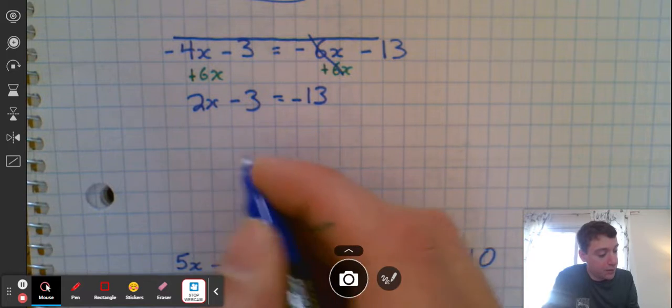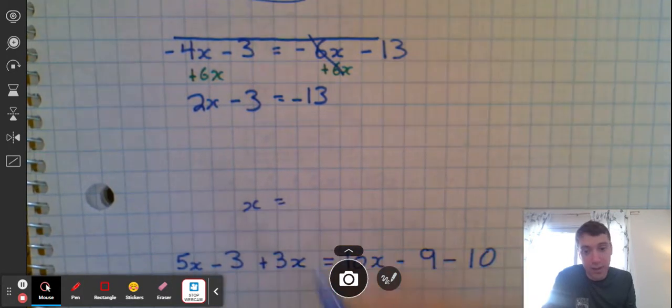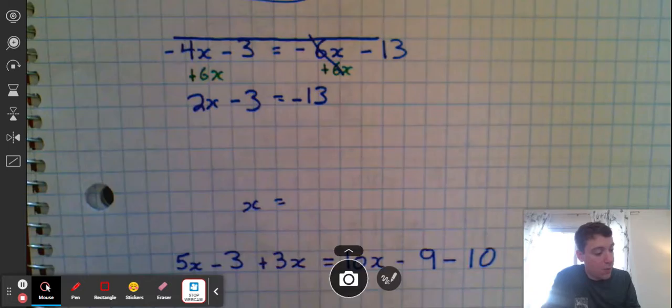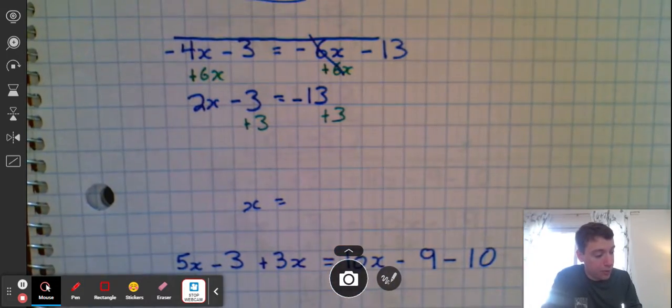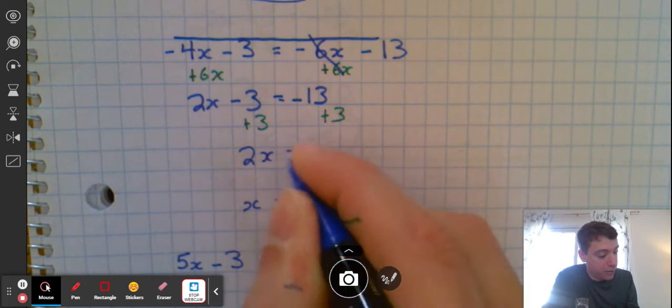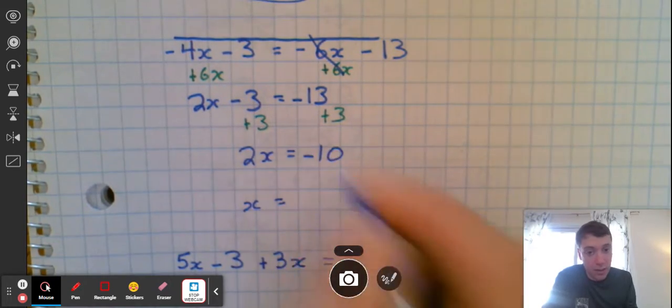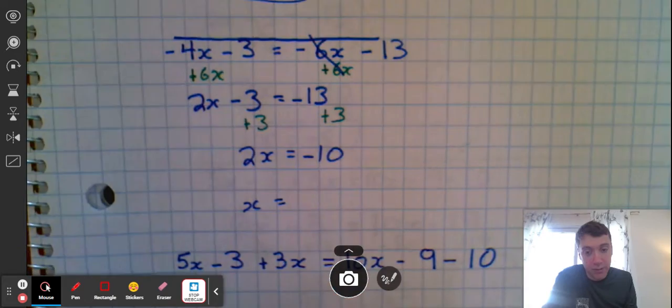Now to isolate that x, eventually I want to get x by itself on the left side. I want to get rid of this negative 3, so I'm going to add 3 to both sides. So now I have 2x equals negative 10. Negative 13 plus 3 is negative 10.